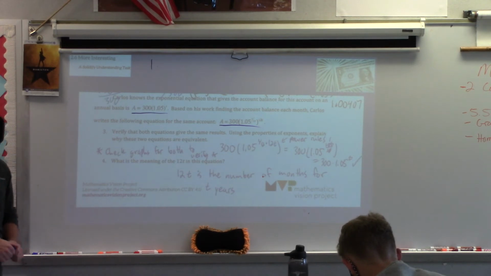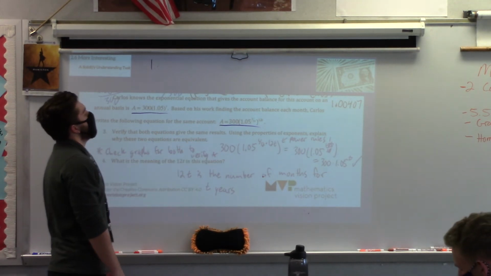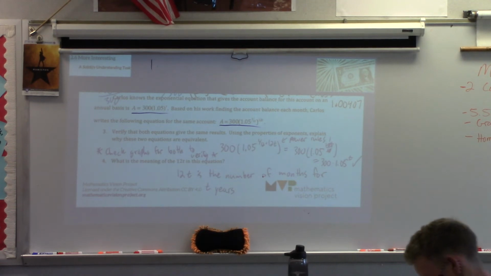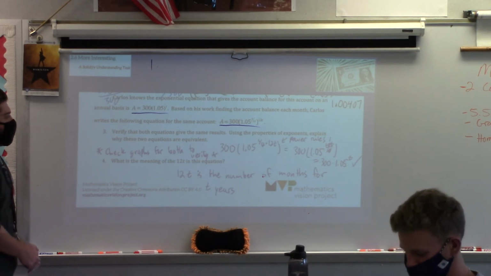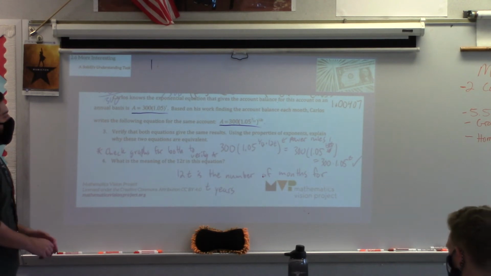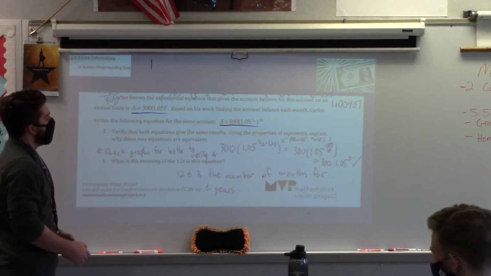Donovan, are you paying attention? So Donovan, how do you think we show that these two are equivalent? Number 3, yep. We did 300 times 1.05 to the 1/12, to the 12t, equals 300 times 1.05 to the 1/12. But the parentheses around 1.05 with the 12t, so it cancels out.